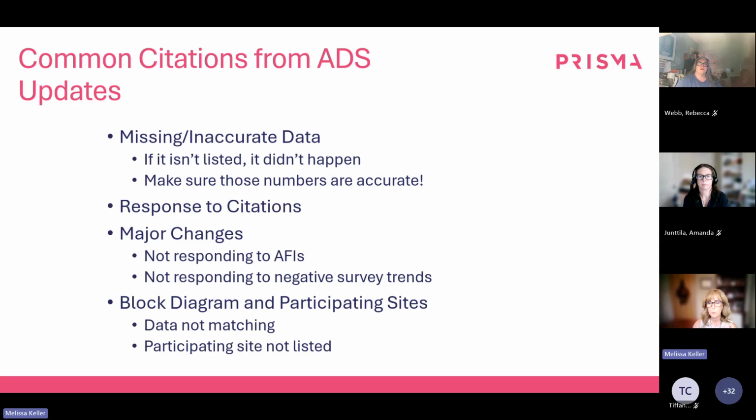So a lot of these are pretty simple when you think about them, and Amanda and Becky are going to go over them later and making sure you get them right. But the biggest thing is missing or inaccurate data. According to the ACGME, and this is word of mouth, exactly what they said, word for word: if it isn't listed, it didn't happen. We tell our residents all the time, right? If it's not documented, it didn't happen. So making sure things are actually in there.